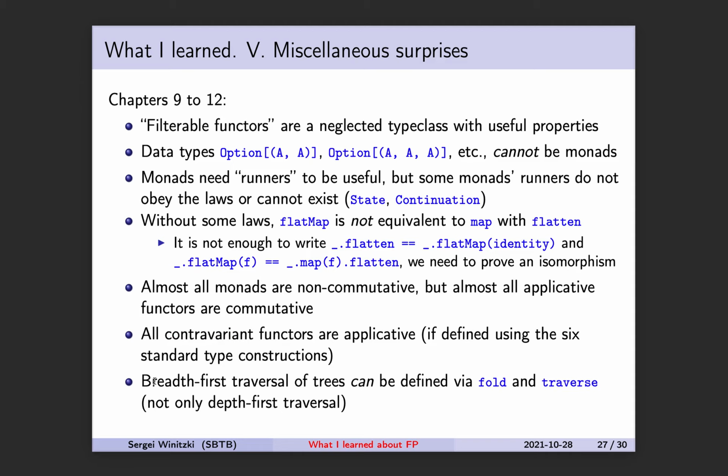And finally, I was surprised to see that you can define breadth-first traversal of trees using fold and traverse. So you can define a special version of traverse that will perform breadth-first traversal. Not only depth-first traversal, which is the standard way that it's defined, but you can also define breadth-first traversal. I thought it was impossible.